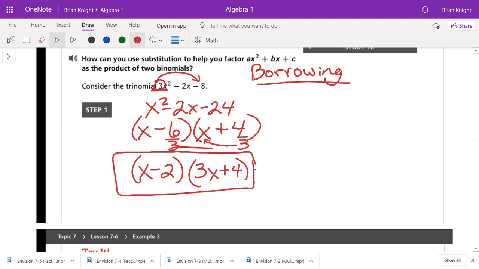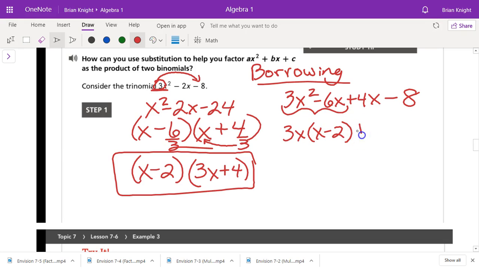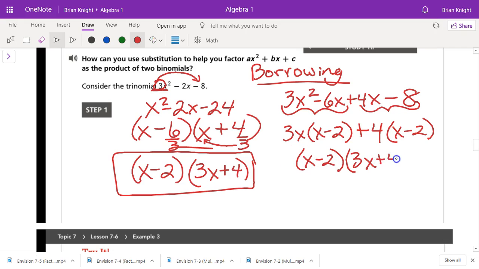I'm going to do it the grouping way just to show you the difference. Had we grouped it, it would have been 3x squared, and we decided that it was going to be -6x plus 4x minus 8. Group these two, that's going to be 3x, and we get x minus 2. Group these, we bring out a 4 and get x minus 2. They both have an x minus 2, so we can bring that out, and we're left with 3x plus 4. Same thing. Does not matter which way you do it.